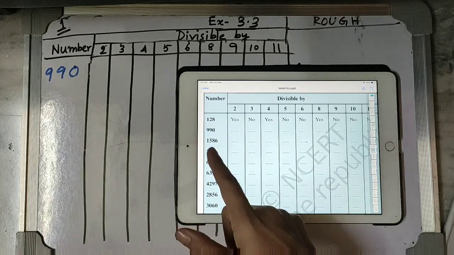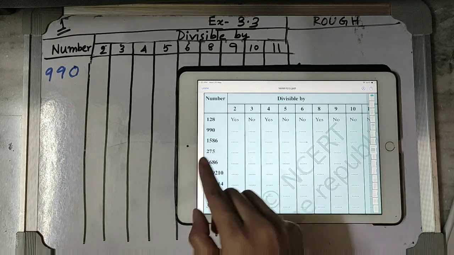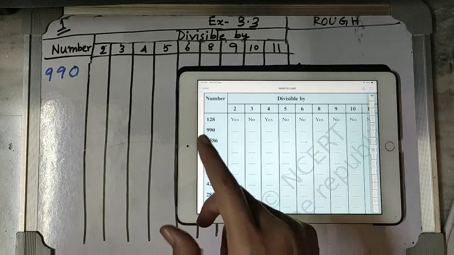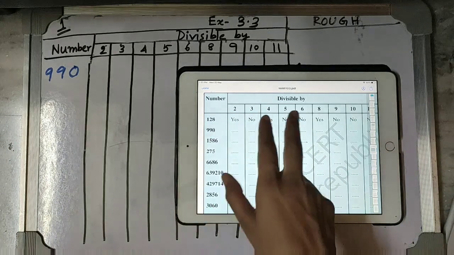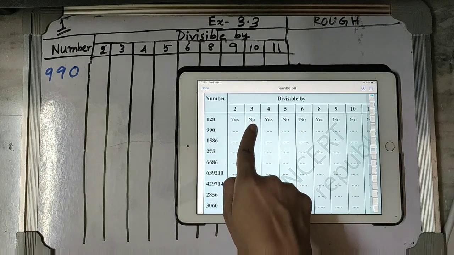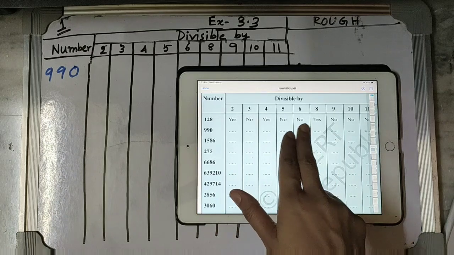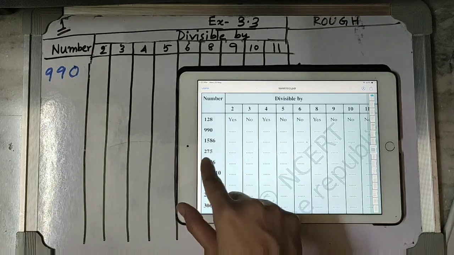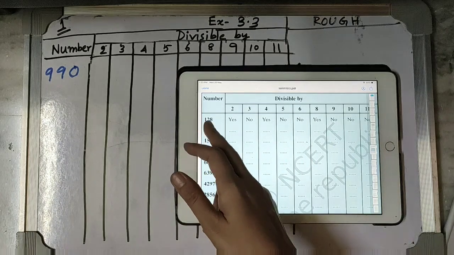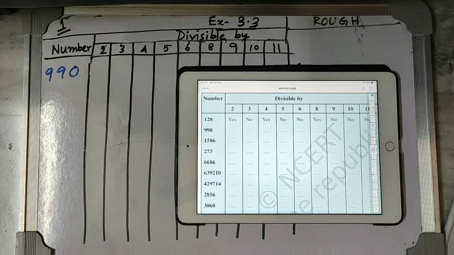In case of 6, I have told we will check the divisibility by 2 and 3. If the number is divisible by both 2 and 3, the number we are talking about will be divisible by 6. Here this number is divisible by 2, but this number is not divisible by 3, so the number will not be divisible by 6, because we need simultaneous divisibility by 2 and 3 for checking the divisibility of 6. Now in case of 8, here only 3 digits are given, that's why we will divide this number by 8 and we will get our answer.